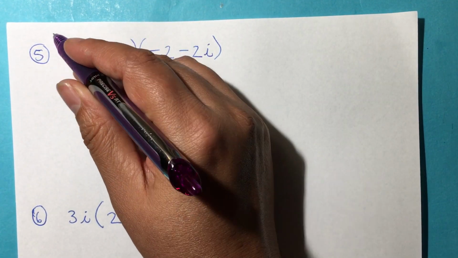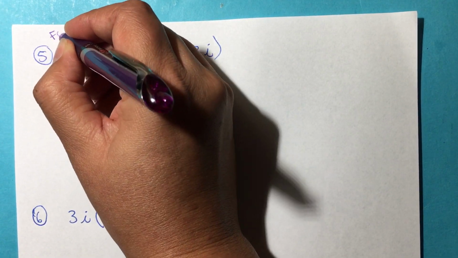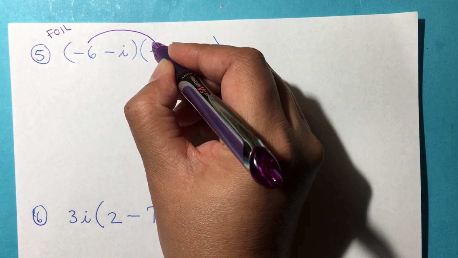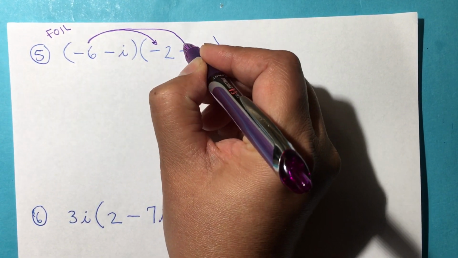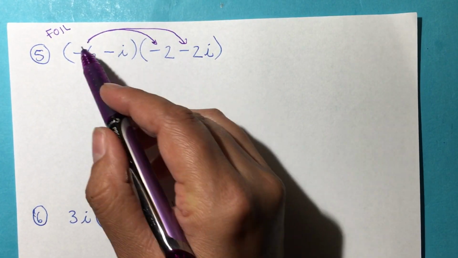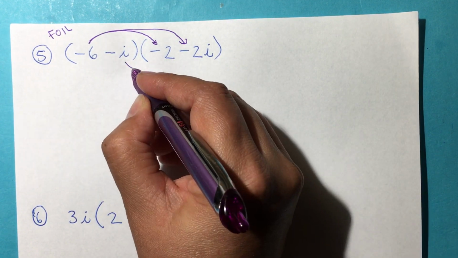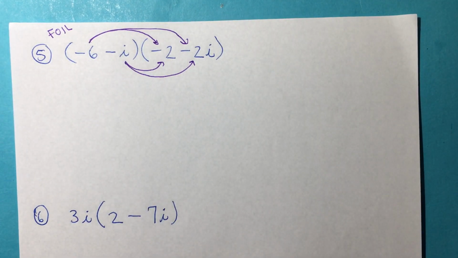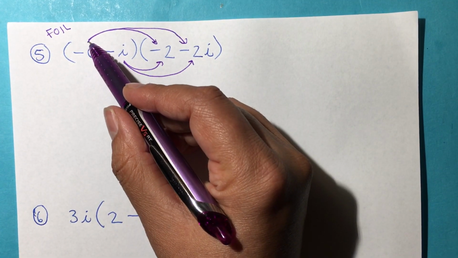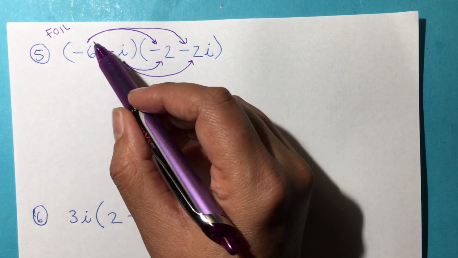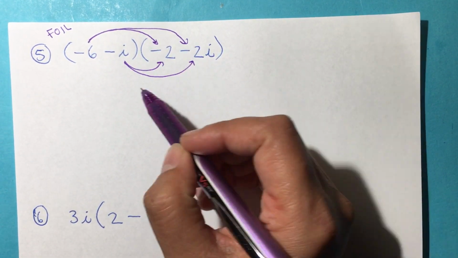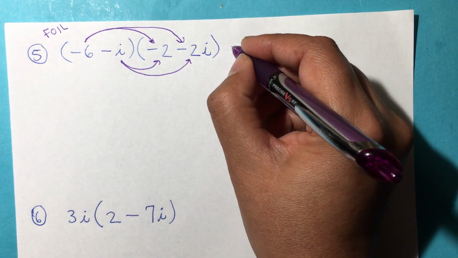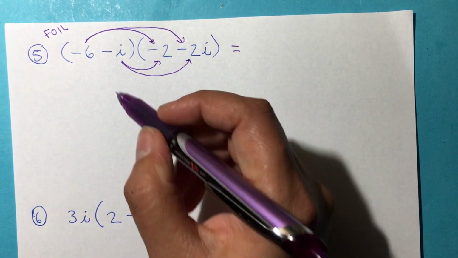Again, you can use FOIL, which I also call double distributive property, because you're distributing that multiplication with each one of the terms. First, outside, inside, last. So it can be called FOIL or it can be seen as double distributive property. You distribute the multiplication with the negative 6 first and then with negative i second. Okay, and I'll put it down here.